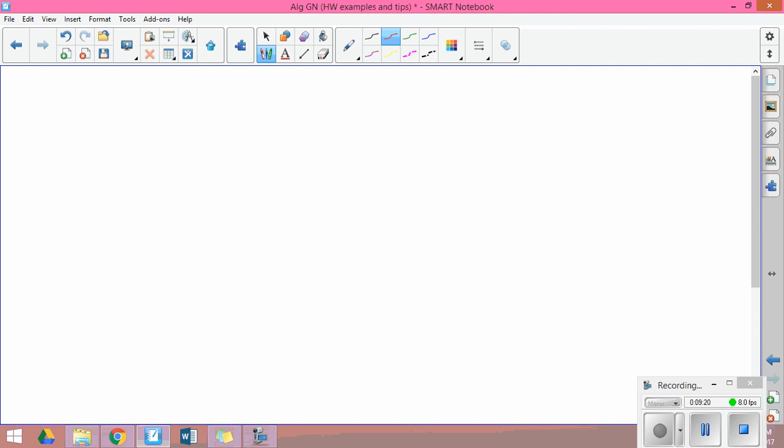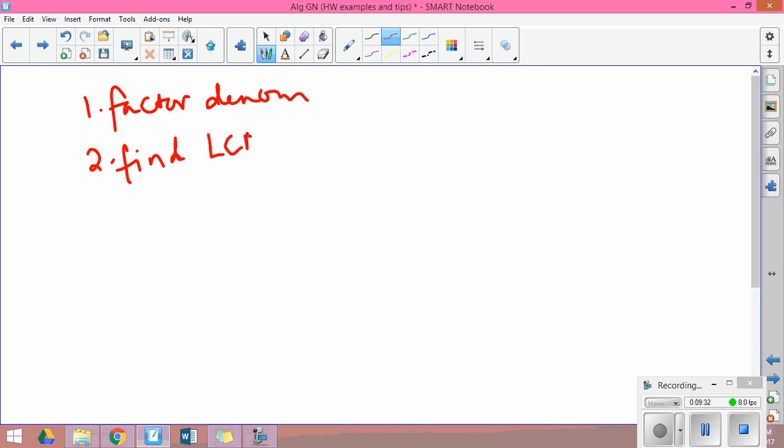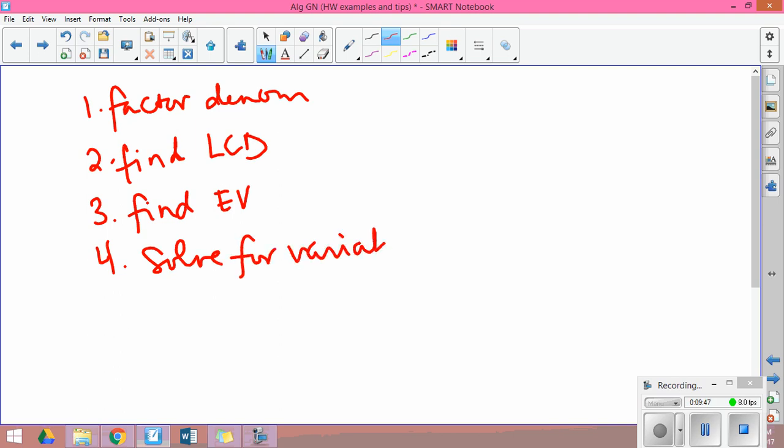So kind of your summary is 1, factor your denominators if necessary. 2, find your least common denominator. Find your excluded values. Solve for the variable. And kind of a sub-point under here is check solution. And there might be more than one. Check with excluded values and then cross those off if they exist.